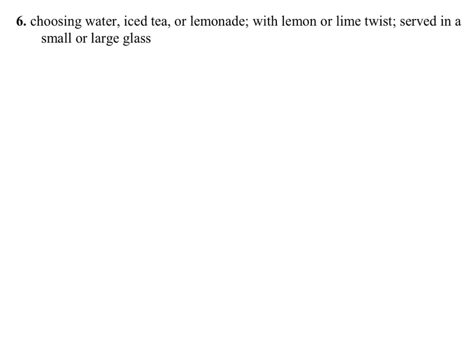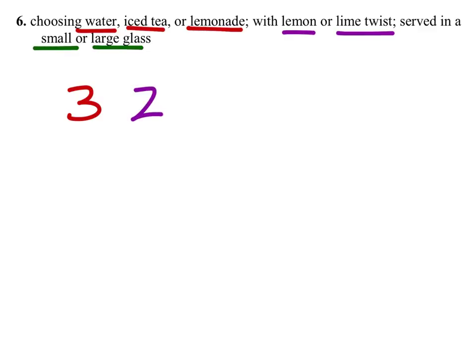So this one's similar to that last one that we did on the first couple problems there. So just to start off, you can either choose water, iced tea, or lemonade. So that's 3 possible choices there. You can get lemon or lemon twist, which is 2. Or you can get it served in a small or large glass, which is also 2 choices. We're just going to multiply these, and whatever comes out is how many outcomes, and yes, it is 12.